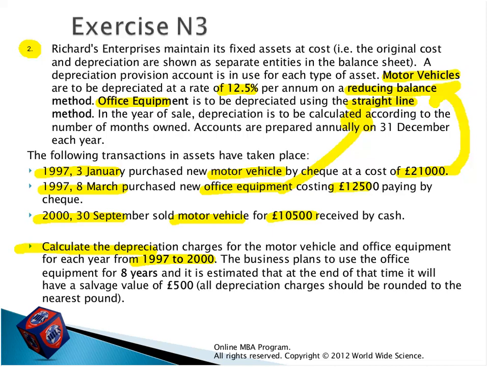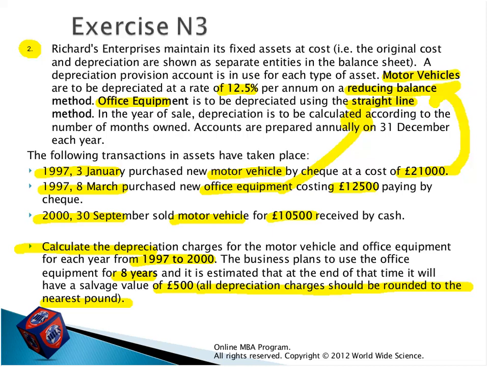The business plans to use the office equipment for 8 years. So the office equipment, which costs 12,500, must be depreciated by the straight line method, right? The useful life of this equipment is 8 years, and it is estimated that at the end of that time it will have a salvage value or residual value, you remember, which is equal to 500. It says all depreciation charges should be rounded to the nearest pound. As I said, we will round the amounts, it won't be wrong.